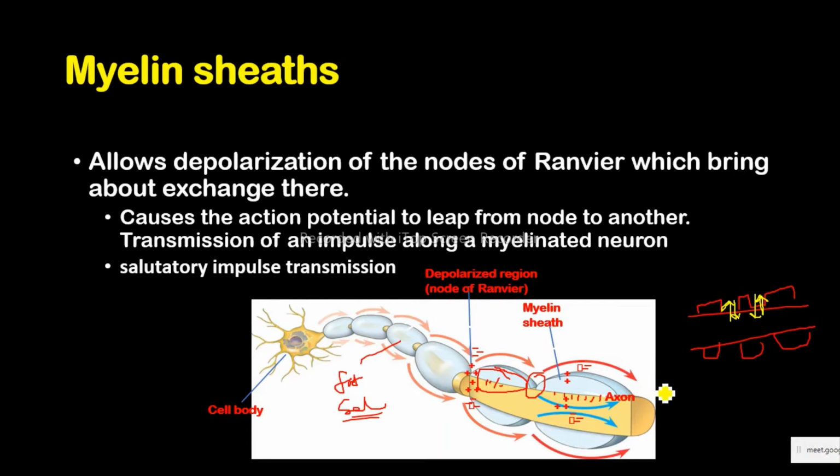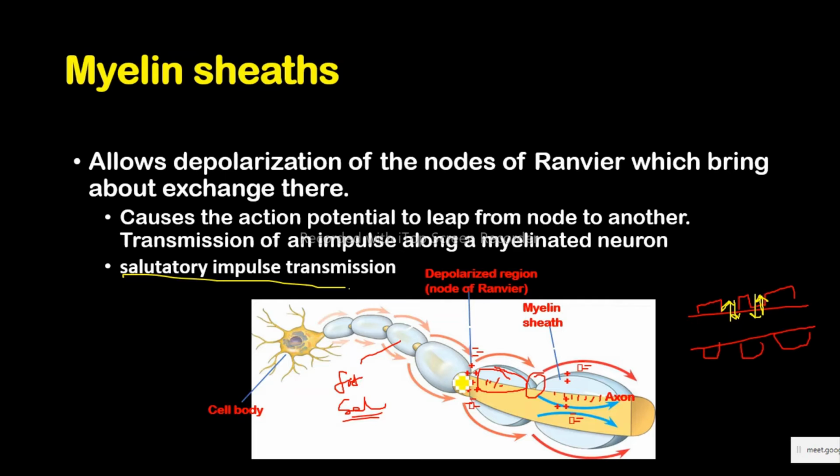And this mode of impulse transmission is the one that we call saltatory impulse transmission. Saltatory means jumping, leaping. So it is saltatory impulse transmission. And it is quick, because you just depolarize the nodes of Ranvier, and you don't depolarize these parts covered with the myelin sheath.